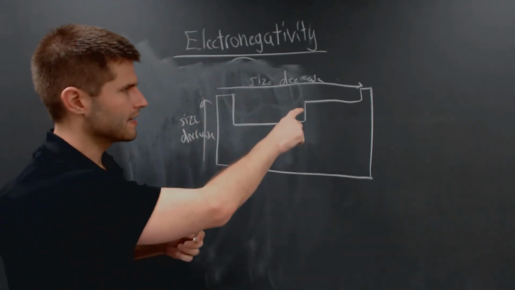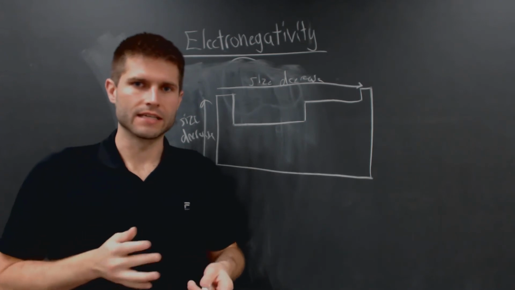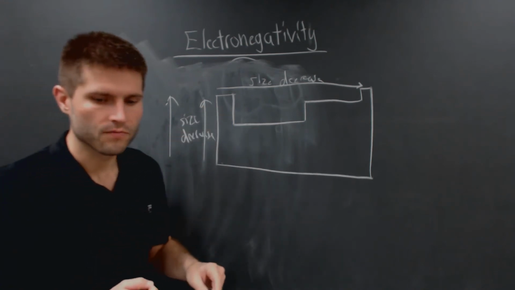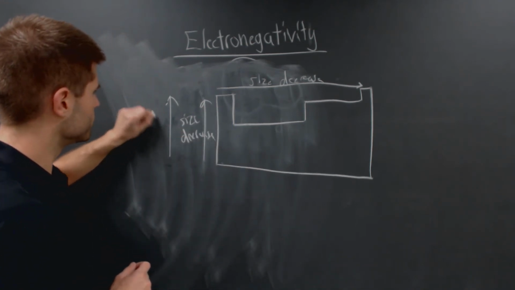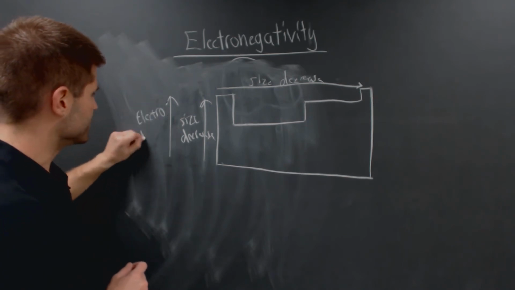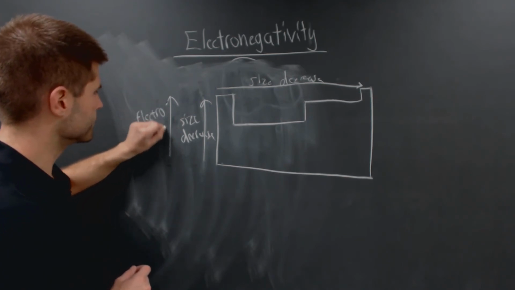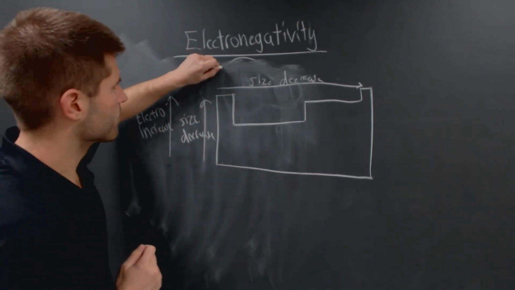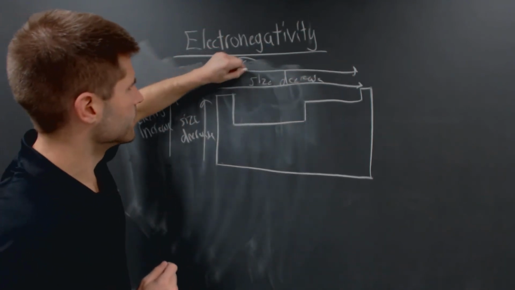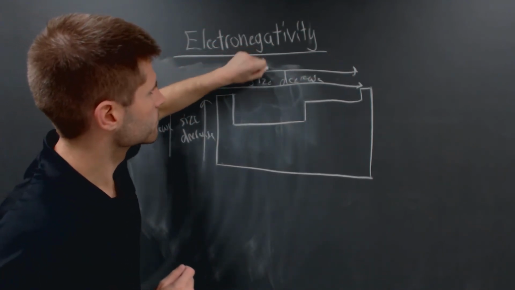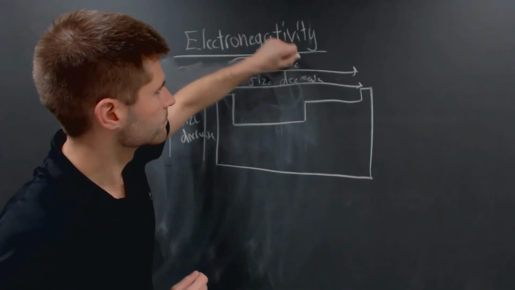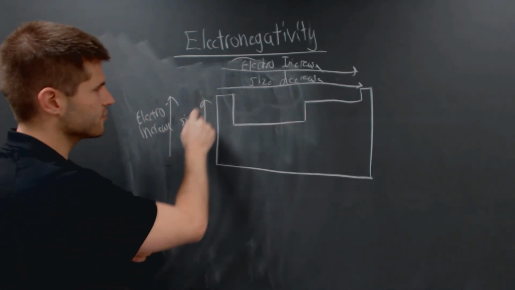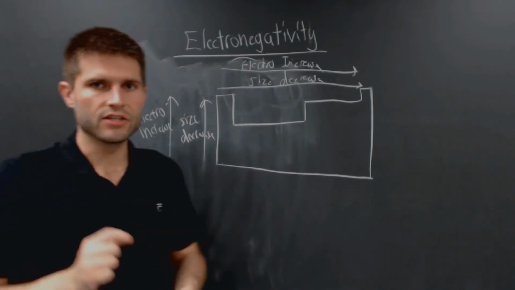Well, the exact same trend in the reverse order happens for electronegativity. As you move from bottom to top on the periodic table, the electronegativity increases. So the smaller you are, the more electronegative you are. And going from left to right, the electronegativity increases as well. So we have this kind of reverse order. The size decreases, but as the size decreases, the electronegativity increases.